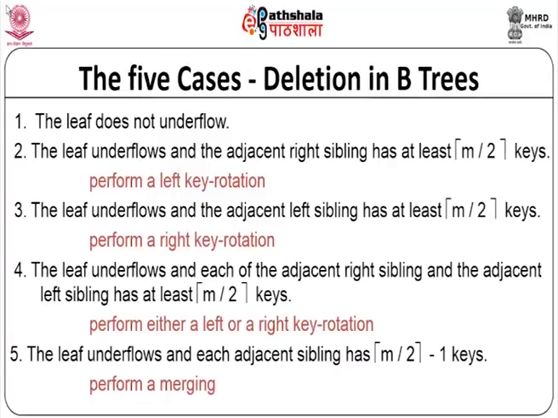So, basically what we are trying to do, when a leaf underflows, you borrow from the sibling, either the left sibling or the right sibling, and do the appropriate rotation. If both can give, you can use either. If both have exactly the minimum number, then you cannot borrow, so you have to do a merge. So, those are the 5 cases of deletion in B trees.